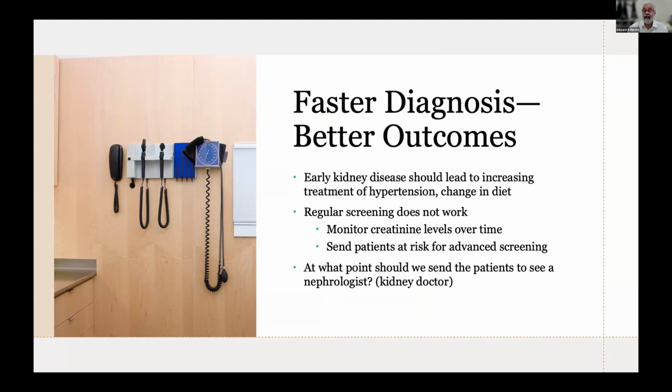So as I mentioned, regular screening does not work. So maybe what we need to do is look at those levels in the blood of that chemical creatinine over time and see, even if it's not abnormal, if it's increasing, we should look at that as a problem. And so we should send patients at risk for more advanced screening. For example, what should trigger us sending the patient to see a nephrologist, a kidney doctor? Next slide, please.